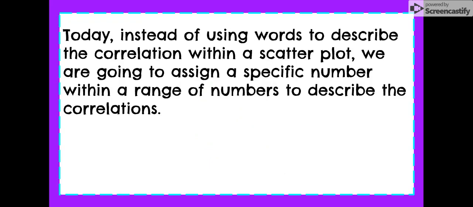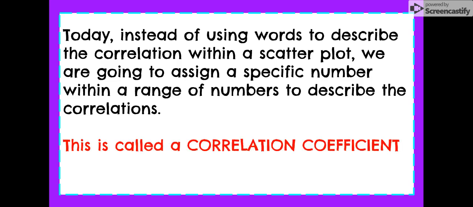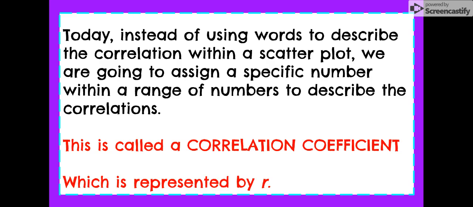Today, instead of using words to describe the correlation within a scatter plot, we are going to assign a specific number within a range of numbers to describe the correlations. This is something we call a correlation coefficient, and we represent it with the letter R. So we might say R equals -1 or R equals 0.25. We're going to give it a letter and a specific number to represent it.